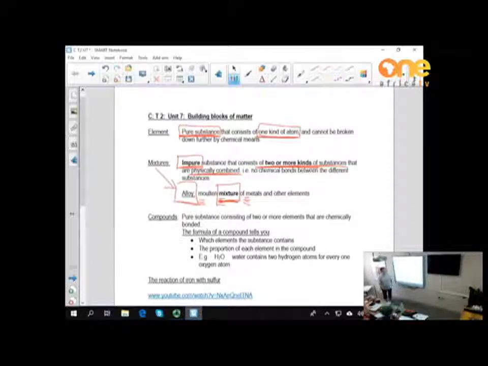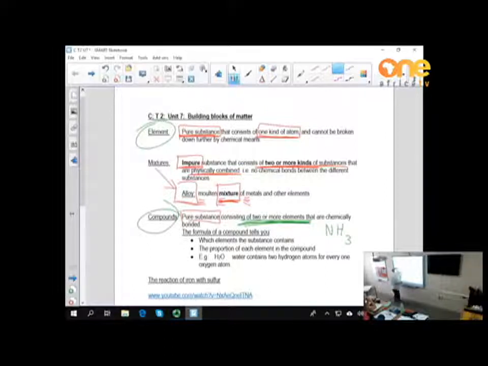All right. Compounds. The next one is a pure substance. Can you see compounds and elements are pure? Pure substances consisting of two or more elements chemically bonded. For example, ammonia consists of nitrogen bonded onto hydrogen. But between the nitrogen and the hydrogen, there are chemical bonds. We know they are non-metals, so what type of chemical bond would be between the nitrogen and the hydrogen? A covalent one, the one where we share electrons.